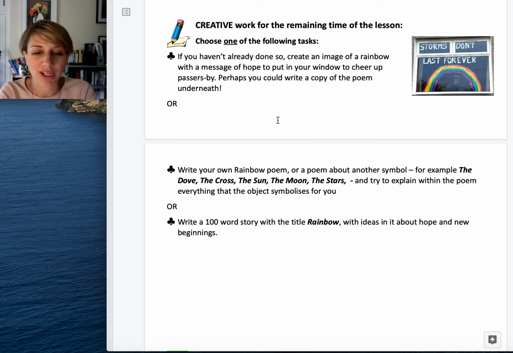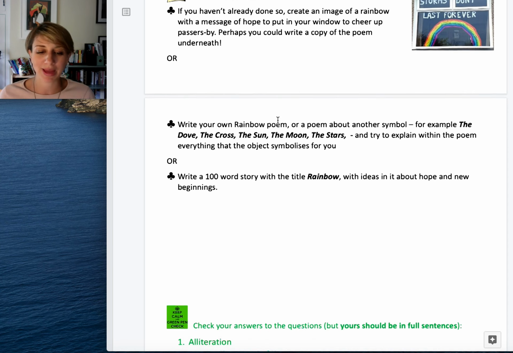Or you can write your own rainbow poem or a poem about another symbol. For example, the dove, the cross, the sun, the moon, the stars, and try to explain within the poem everything that that object symbolises to you. Or write a 100-word story with the title Rainbow, with ideas in it about hope and new beginnings. So you're looking at the time left and you're going to do one of those tasks with the remaining time.